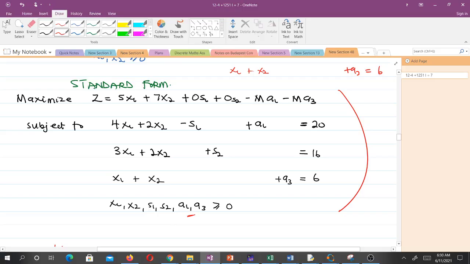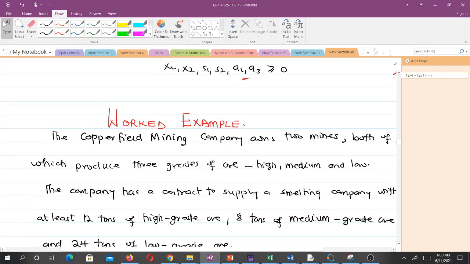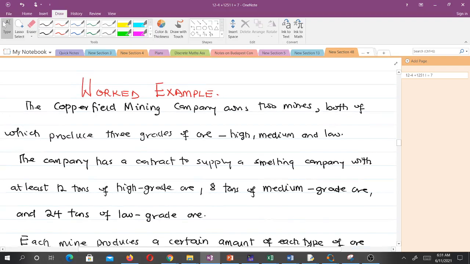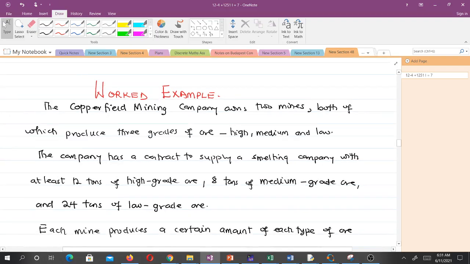So I hope now we understand and we know how to write the models in their standard form. All right. So if you understand, then we are going to solve a problem. It's not difficult, just that it is plenty. So we are going to solve this problem here.